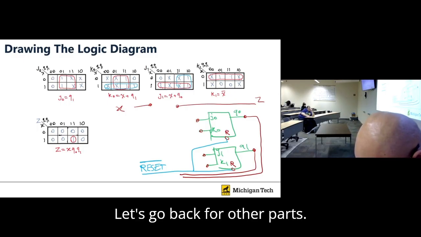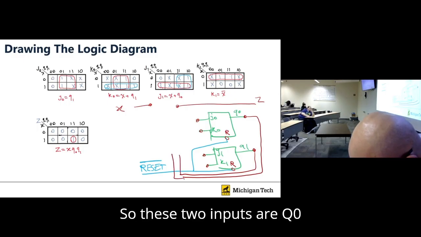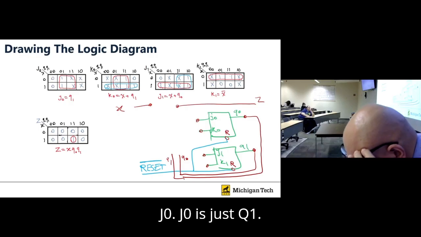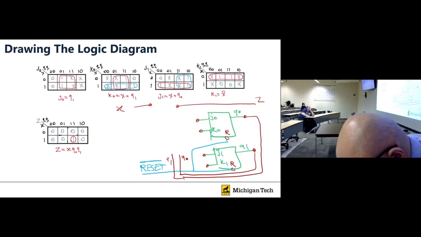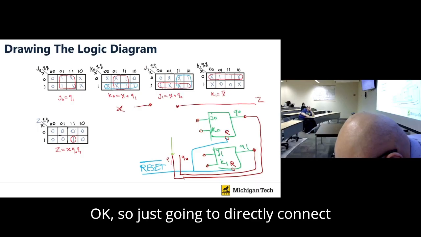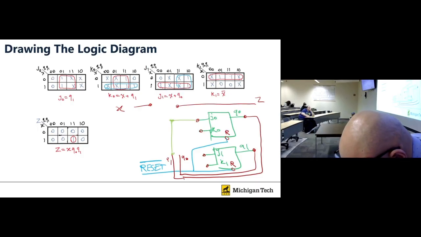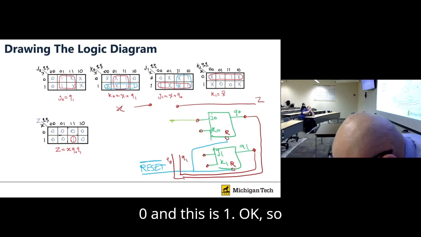Let's go back for other parts. So these 2 inputs are Q0 and Q1. So let's go for J0. J0 is just Q1. Okay, so I'm just going to directly connect this to this. For K0, I think you mislabeled those. Oh, I did. Yes, you're right. This is 0, and this is 1. Okay.